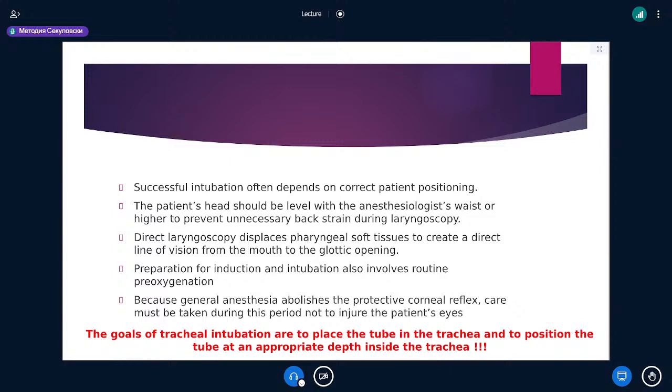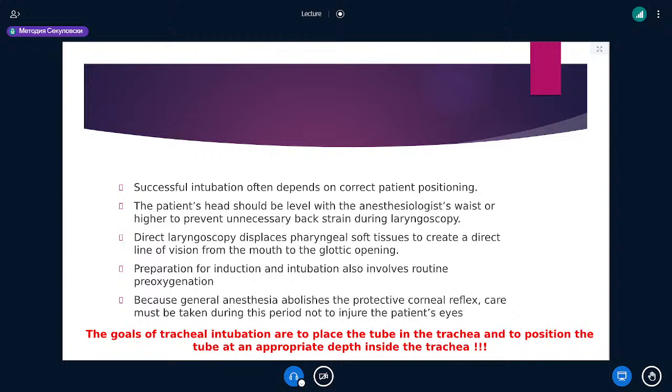Okay, successful. How do you know the correct position? First, successful intubation often depends on the correct patient position. The patient's head should be level with the anesthesiologist's waist or higher to prevent unnecessary back strain during laryngoscopy. Direct laryngoscopy displaces pharyngeal soft tissues to create a direct line of vision from the mouth to the glottic opening.